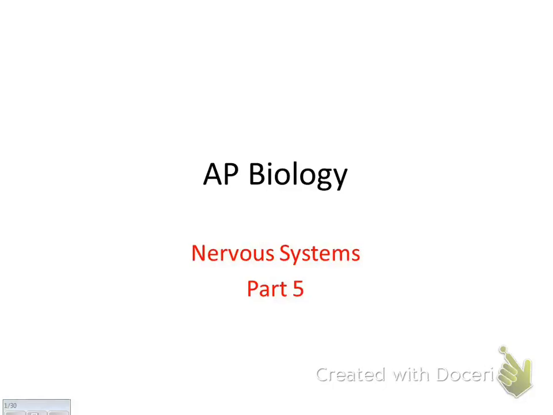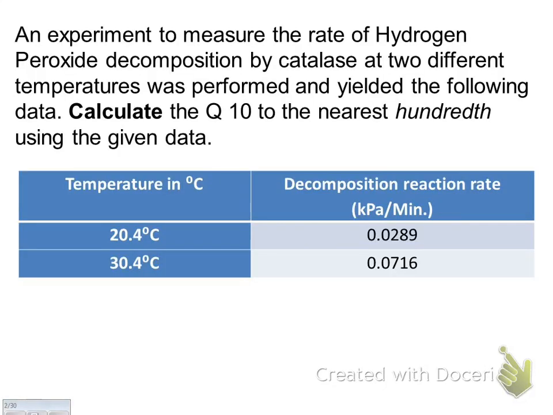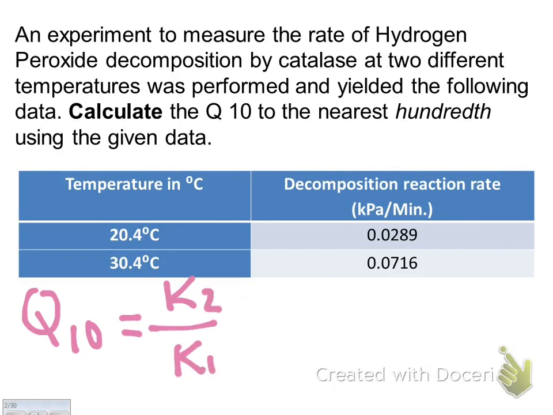Okay, so looking at this math question, go ahead and grab your nervous system part 5 notes. This question asks you to calculate Q10. Your Q10 formula is Q10 equals K2 divided by K1, and then raised to 10 divided by temperature 2 minus temperature 1.